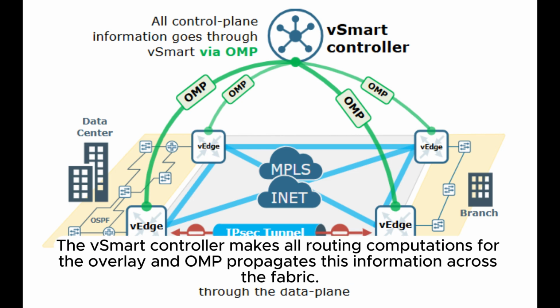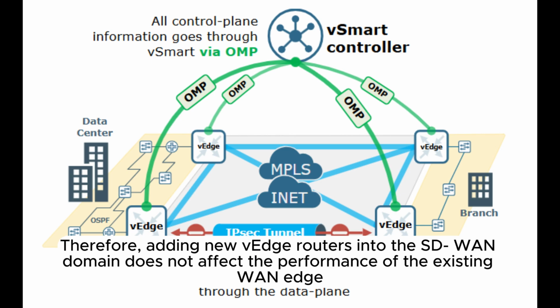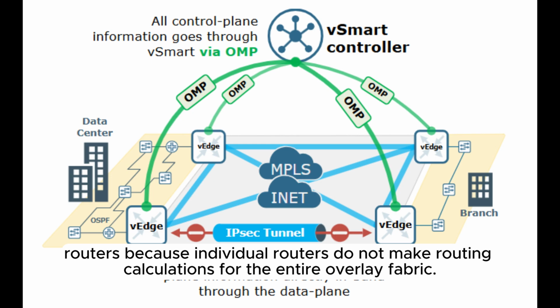The vSmart controller makes all routing computations for the overlay, and OMP propagates this information across the fabric. Therefore, adding new vEdge routers into the SD-WAN domain does not affect the performance of the existing WAN edge routers, because individual routers do not make routing calculations for the entire overlay fabric.